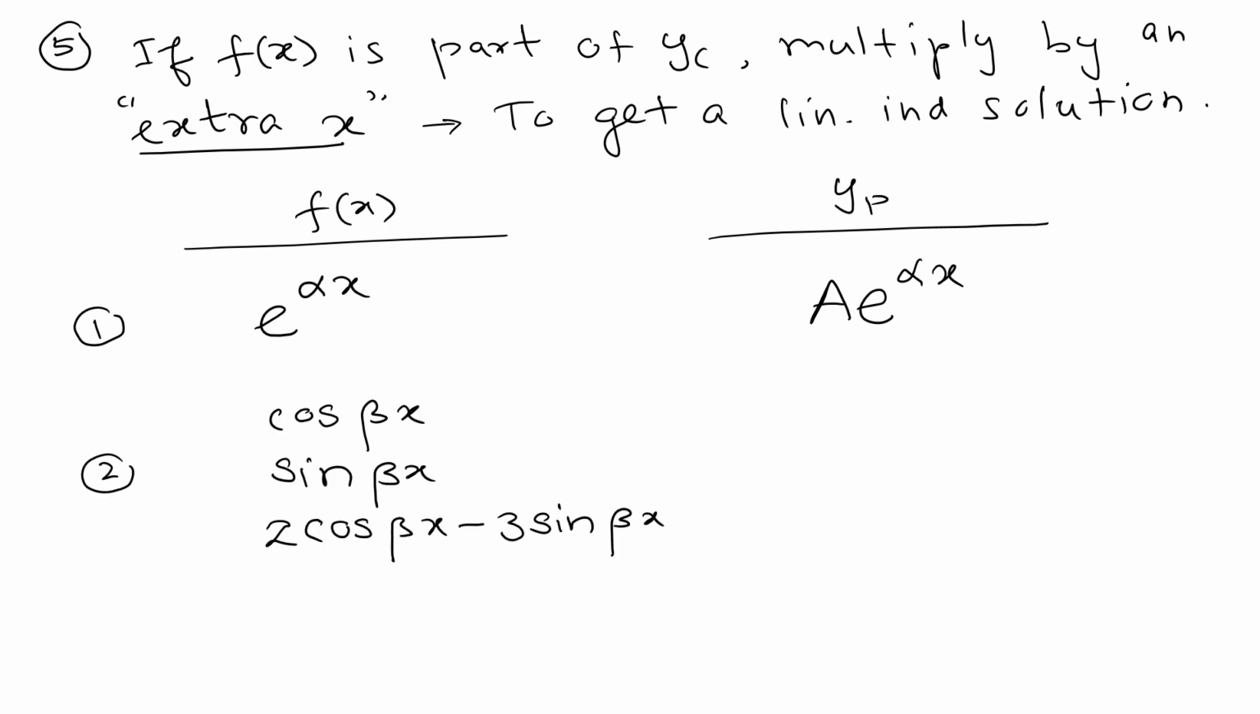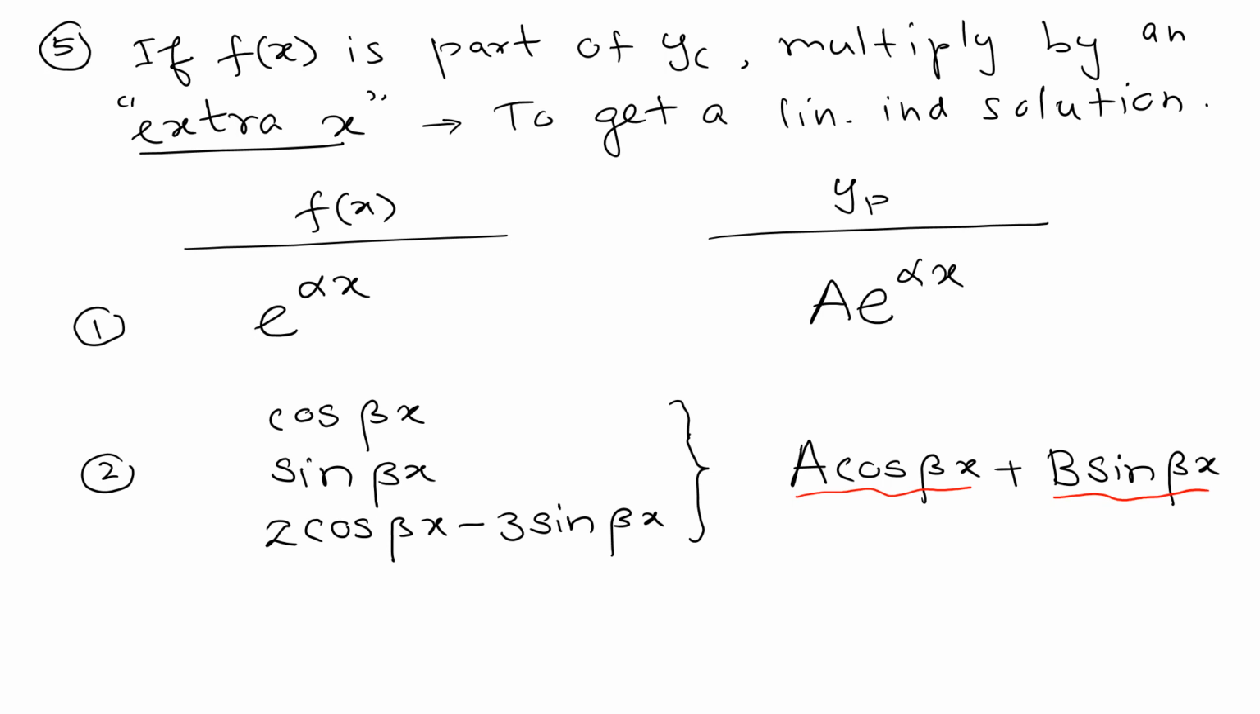The second type has 3 forms: it can be cosine beta x, or sine beta x, or a combination of sine and cosine. All 3 types have only one form for YP. So what's the one form? It always should have both of these. The reason is when you take the derivative, cosine becomes sine and sine becomes cosine. Because of that, in the general form of YP, we add both of them. Maybe some of them are 0, but we still don't know. Since we don't know, we write A and B both, sine and cosine both.